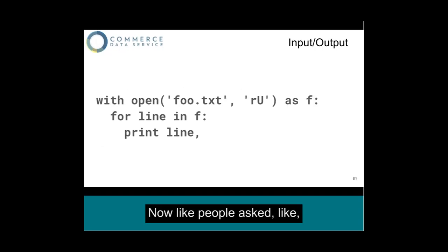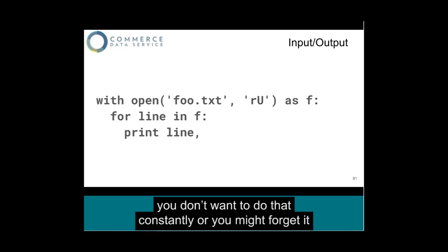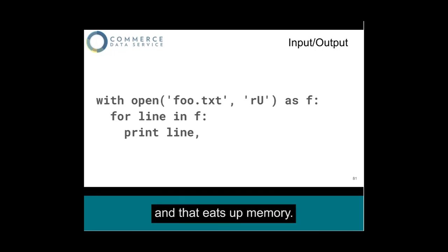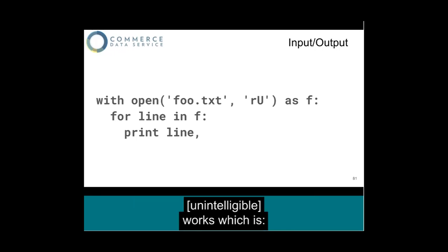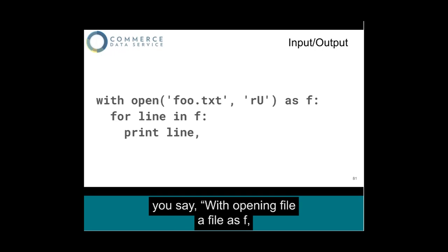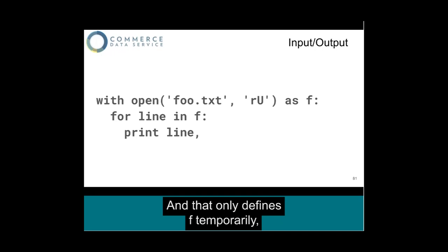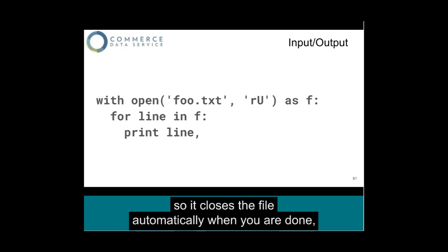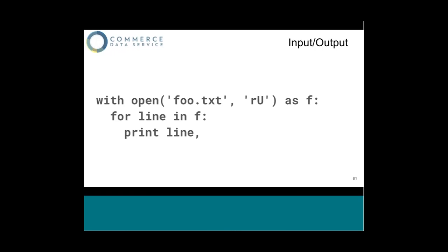Now, in a big giant program that you're writing, you don't want to do that constantly, or you might forget it, and that eats up memory. So the way a lot of people do it now is you do with, which is you say with open a file as f, do all these things. And that only defines f temporarily. So it closes the file automatically when you're done. So you never have to explicitly say f.close.